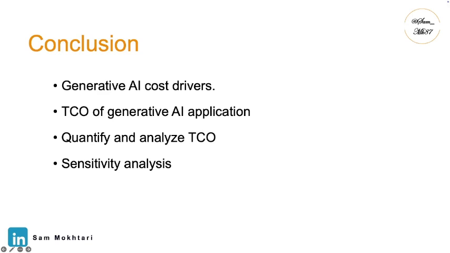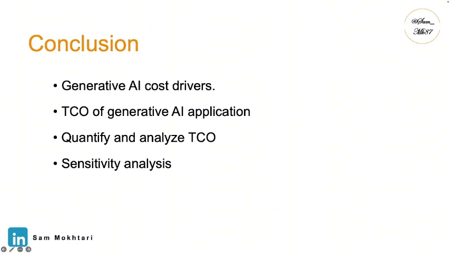All right, to wrap up, let's revisit what we covered. First, we talked about the key cost drivers of generative AI. This set the stage for cost management in those applications. Next, we covered the total cost of ownership, or TCO, and broke down the cost components from development and infrastructure to team and indirect costs.